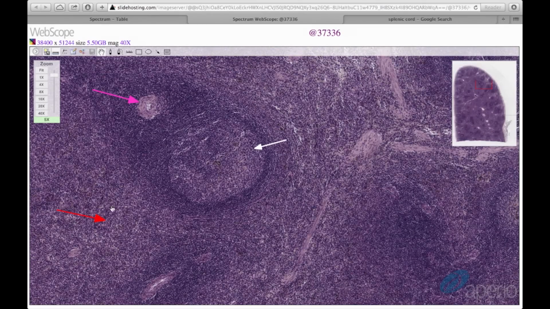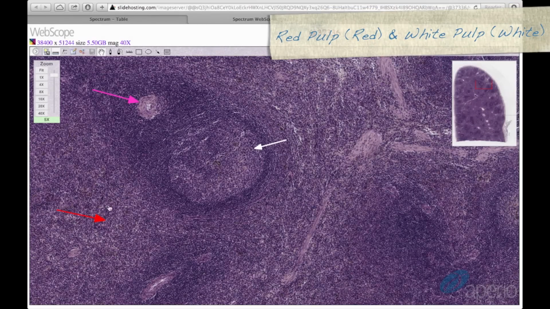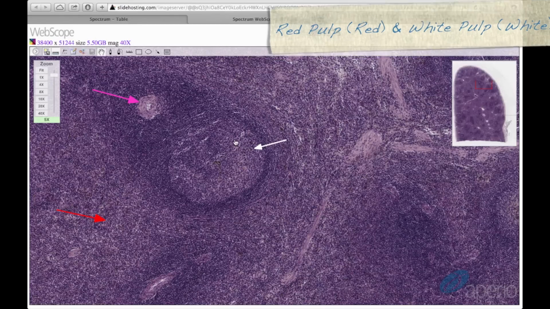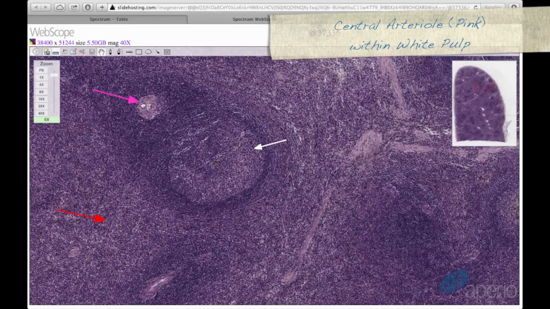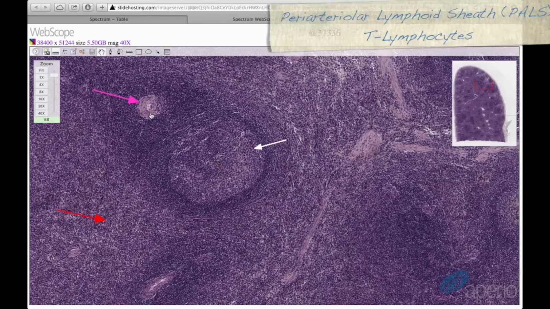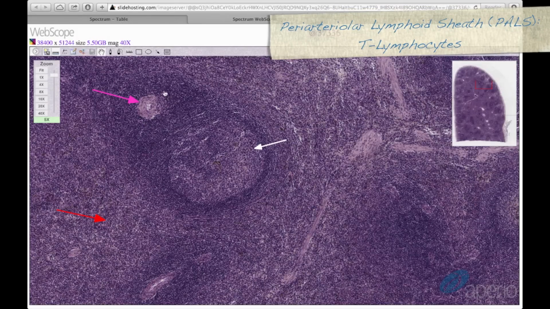The spleen is made up of two types of pulp: red pulp, found throughout the spleen at the red arrow, and white pulp, making up the lymphoid nodules seen here at the white arrow. The white pulp contains a distinguishing feature of the spleen, the central arteriole, seen here at the pink arrow. The central arteriole is surrounded by a periarteriolar lymphoid sheath, abbreviated PALS. The PALS is made up of mostly T lymphocytes.